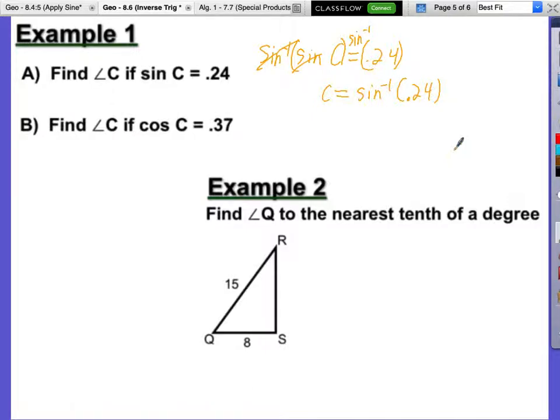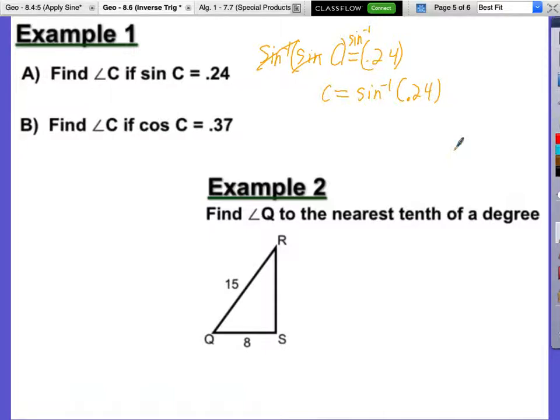Questions on that step? Not quite done. The question is on this step to get angle C by itself. Look at our calculator. Hey, if we look at our calculator, what do we see in light blue right above our sine button?